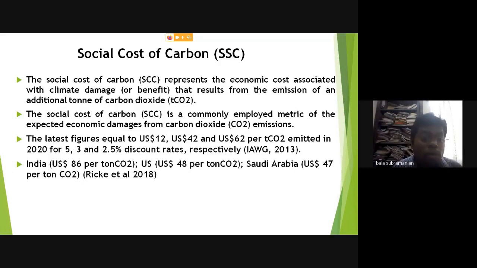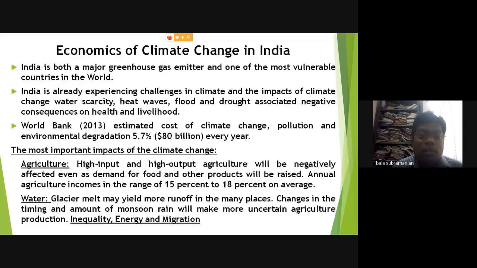So how are we working in science and social science? Why not in climate change? Within the universities, within the state, we have to work together from the climate change perspective. That kind of output helps the society. That kind of output helps the local policymakers. So this is the social cost of carbon. Now I come to the economics of climate change in India.